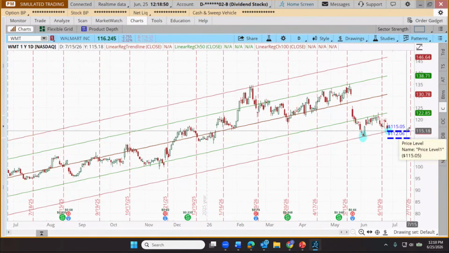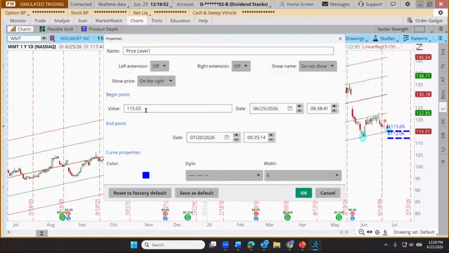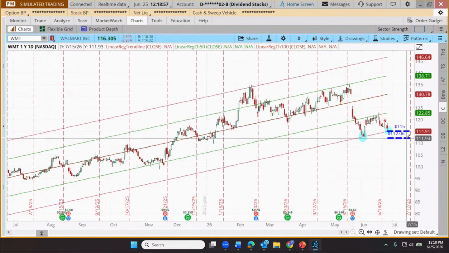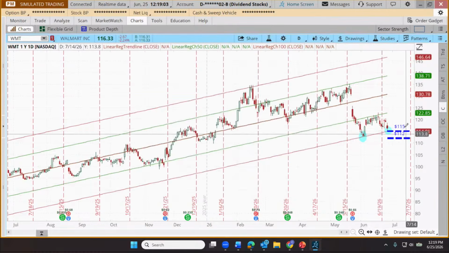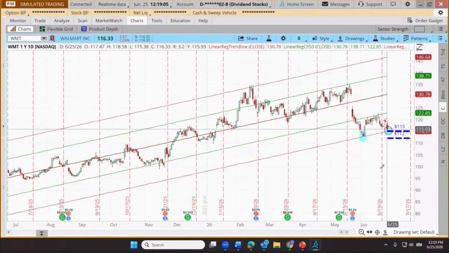When you've drawn a line on your chart, you can right click on it and edit its properties. I like to make these precise. So let's make this one exactly 115, and let's edit the properties of that one and make it exactly 112. What that does is give us a visual reference point for where we want to be.